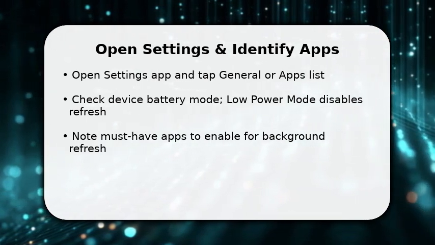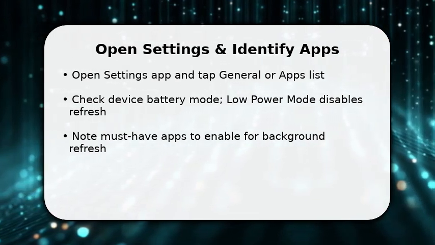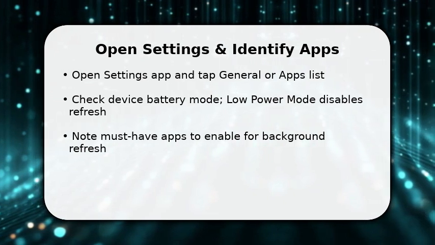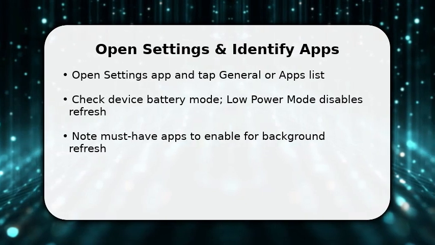While you're here, make a short list of must-have apps, messaging, navigation, health, so you don't miss them. Once done, proceed to the Background App Refresh screen. This is the first actionable place to toggle permissions per app.